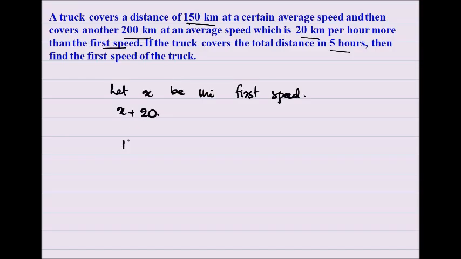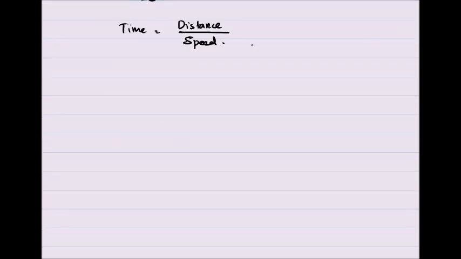Now we know that time is equal to distance by speed. Total time for the entire journey is 5 hours. So we can write the formula as 150 divided by x plus 200 divided by x plus 20 is equal to 5.